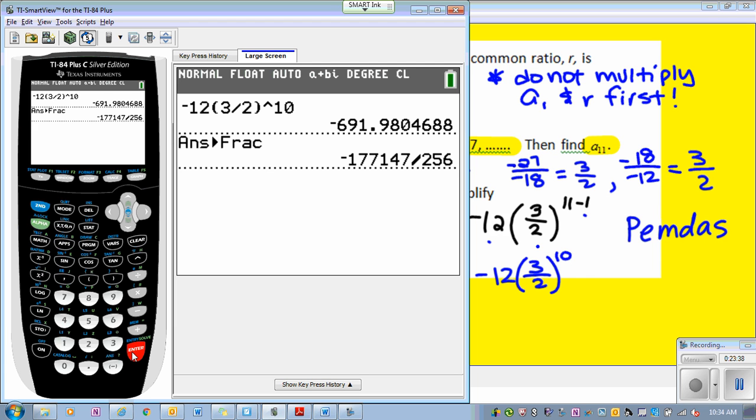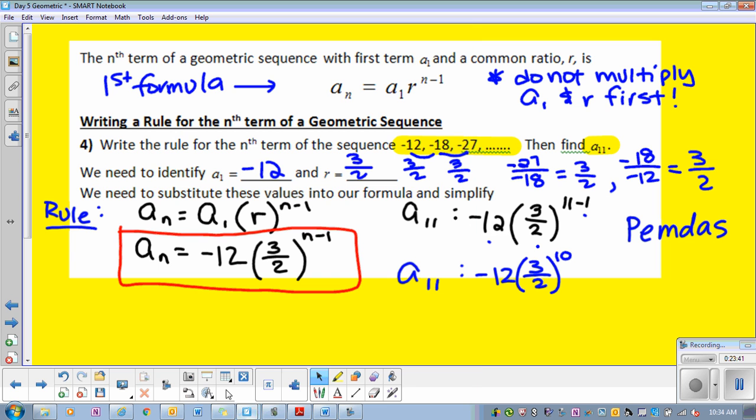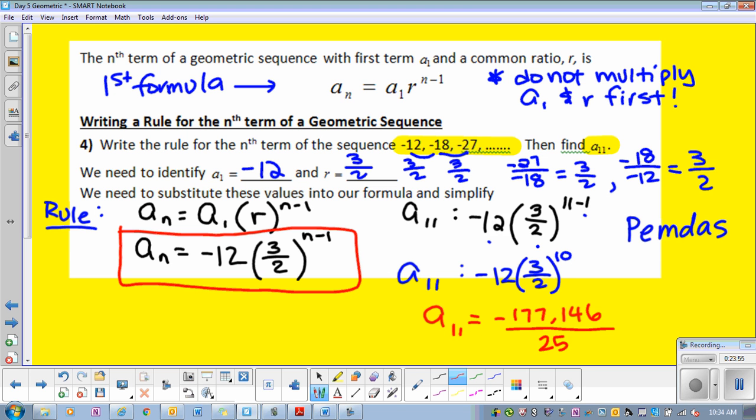All right, so what is it? What's the 11th term? Negative 177,146. Is that right? Yeah. Over what? 256? Yeah. No, 147 or 146. Just 256. Did I write it wrong? 177,147 over 256. 7. All right. Any questions? All right, let's try the next one.